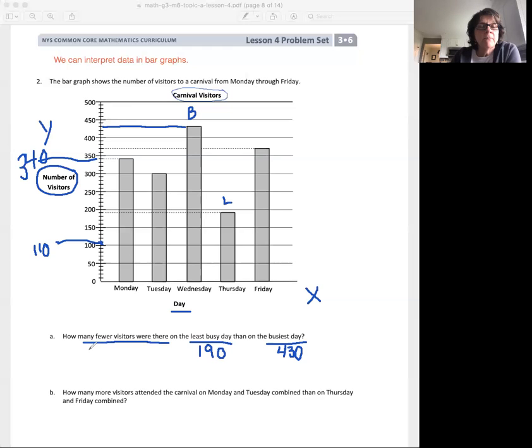The question's asking me, though, how many fewer visitors were there? So let's think of what number sentence we could write for that. If I want to find out how many fewer visitors there were on the least busy day than the busiest day, I'm going to start with my bigger number, which was 430, which represents the busiest day. And then I will subtract 190, which represents the least busy day. And that will be my number sentence. Okay. And again, if you want to do your algorithm over here on the side, you can. 430 minus 190. Some of you might be able to do that mentally.